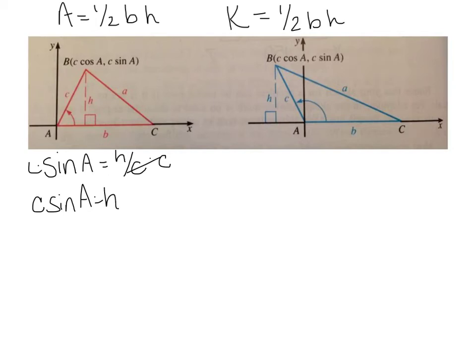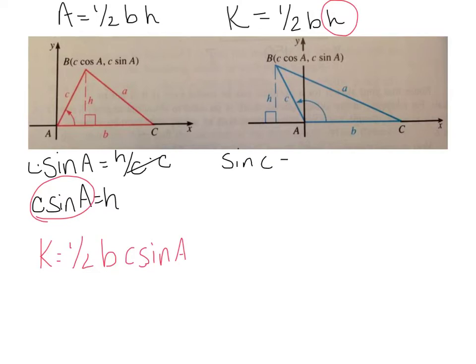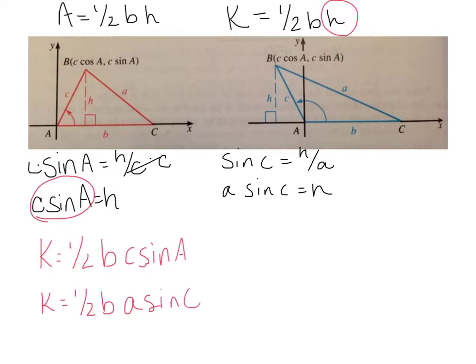I can now replace h in my formula with this. So now I have that K is equal to 1/2 b times c sine of angle A. I can do the same thing using angle C, that the sine of C is equal to h over a, so that a times the sine of C is equal to h. So I could write that K is equal to 1/2 b a times the sine of C.